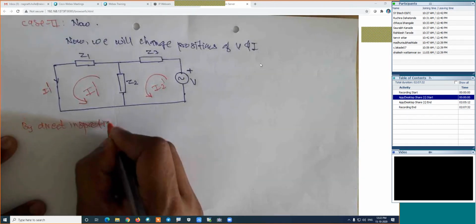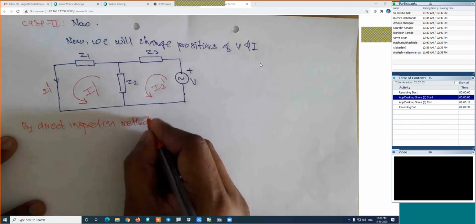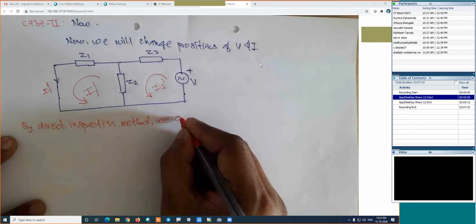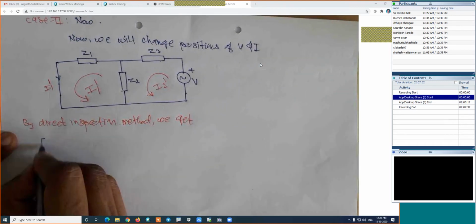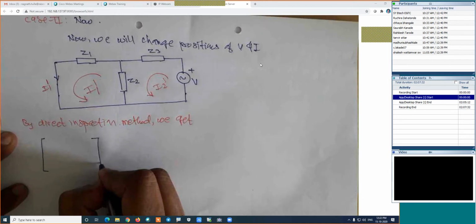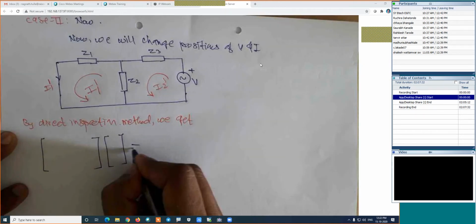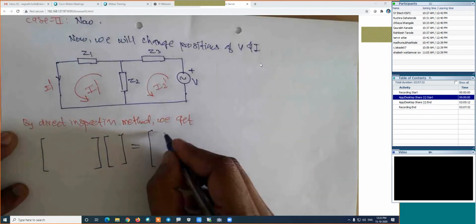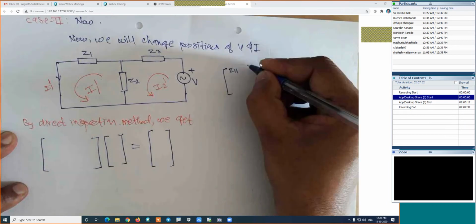By direct inspection method we get... not what we get from the direct inspection method. I will prepare this matrix. These are the currents, which is equal to the constants. Is it right? How is the direct inspection method?